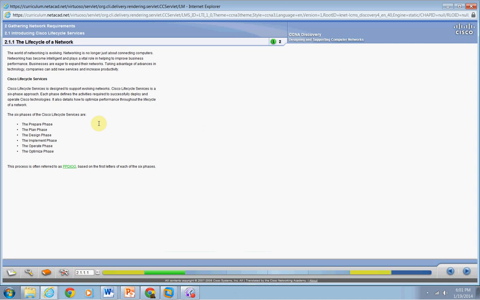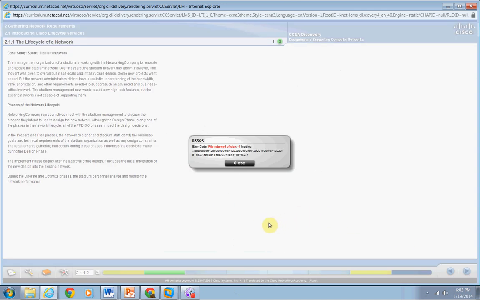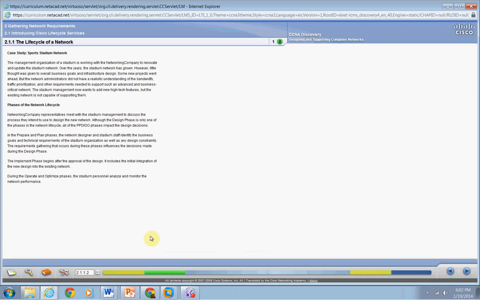Each phase is designed with the activities of that phase. In the prepare phase, you do the stuff in it, and then it moves into the plan phase, and it just kind of rolls down. So if you screw up in the prepare phase, the whole thing is going to be messed up because they build on each other. So you just need to know what you're doing there. There's a little bit more on the stadium stuff.